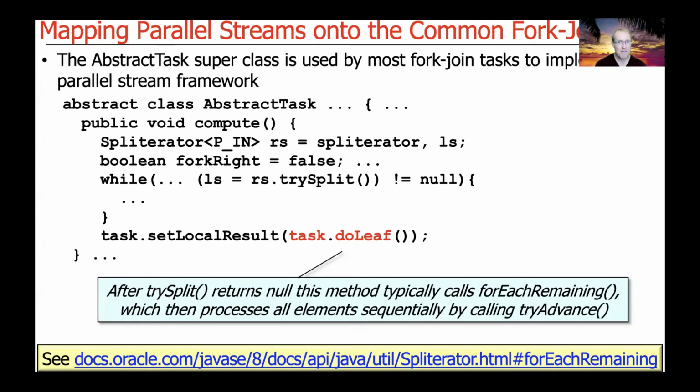When trySplit finally returns null, when we've reached the end of splitting and there's nothing left, it then calls the doLeaf method on the task. And what this does is it will end up calling forEachRemaining, and then that will in turn end up calling tryAdvance. So that's how the tryAdvance hook method gets called. And the tryAdvance hook method gets called back on a splitterator once you can no longer subdivide the source any smaller. So at that point, then you go ahead and call tryAdvance. And so that's how those hook methods get called on the splitterators that you may define or that come predefined out of the box by Java.